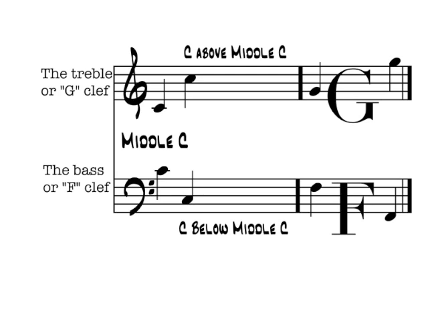To have a complete musical picture, and for music on the piano, we use 2 staffs, each with its own special clef symbol on it. In the middle of the 2 staffs, we have the note middle C.